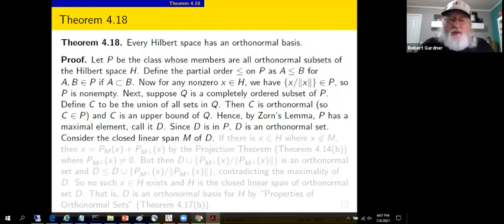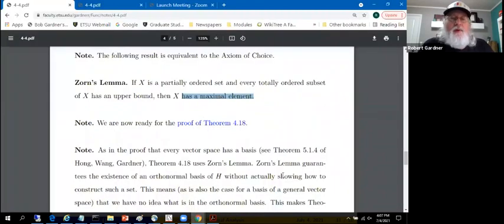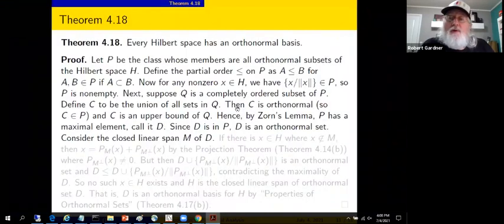Let's take a real quick look at Zorn's lemma. Zorn's lemma says every totally ordered subset has an upper bound. That's exactly what we did. That's what Q was. Q is a completely ordered subset, and it has an upper bound. Then Zorn's lemma tells us P has a maximal element. Call it D. D will be the desired orthonormal basis.